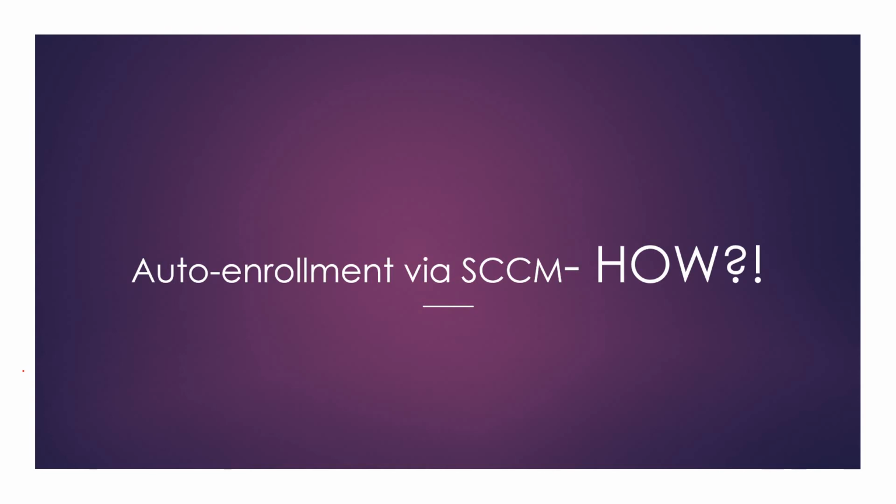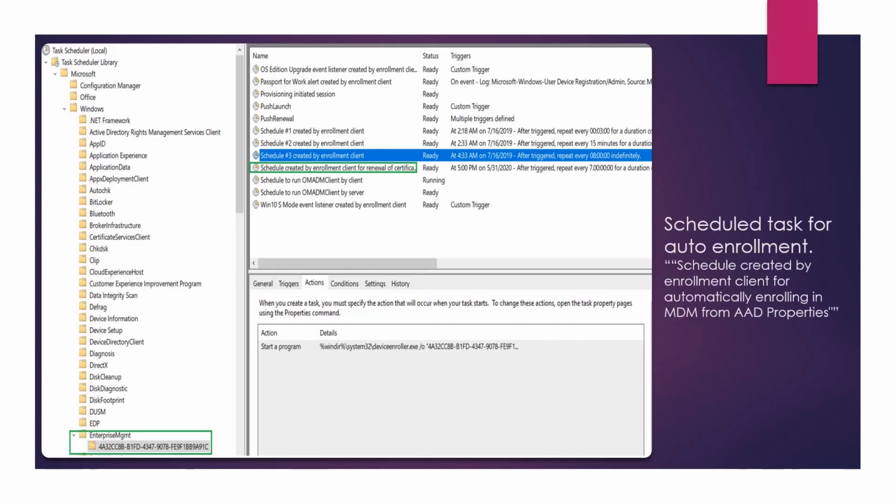So what happens in both the cases is that a scheduled task is created which takes care of the enrollment. So if we go into the Task Scheduler and then Microsoft, Windows, and then EnterpriseMgmt, over there we will be able to see that a scheduled task is created with the name "Schedule created by enrollment client for automatically enrolling in MDM from AAD properties."